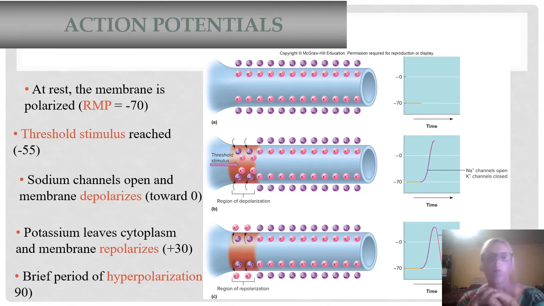All right, so resting membrane potential here we have at -70. You've got more potassium on the inside, more sodium on the outside. So you can see we're at -70 here, we're at resting potential. So an action potential is fired. Actually I should start with, there's a threshold stimulus that occurs and causes the action potential to fire.